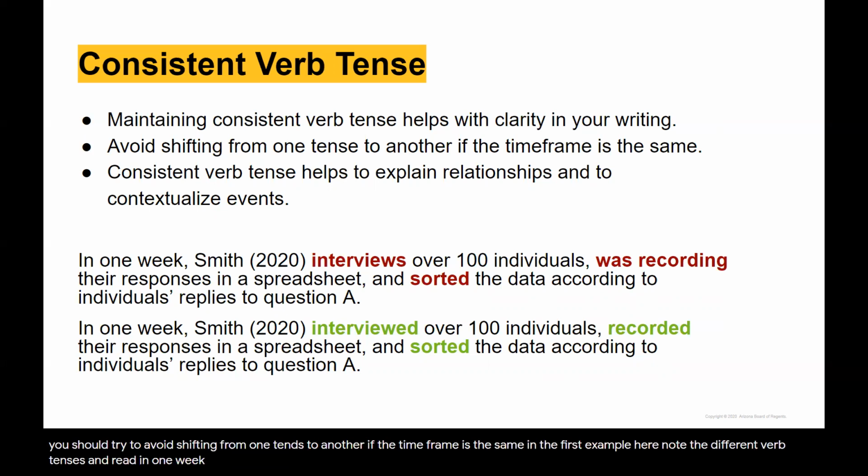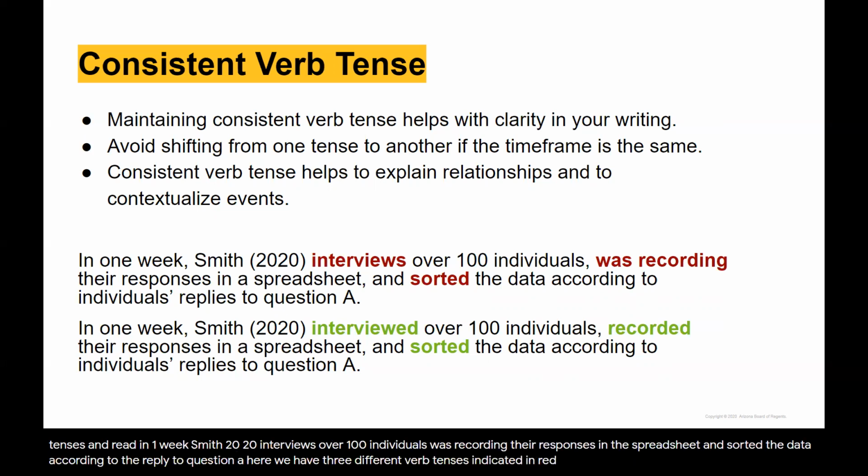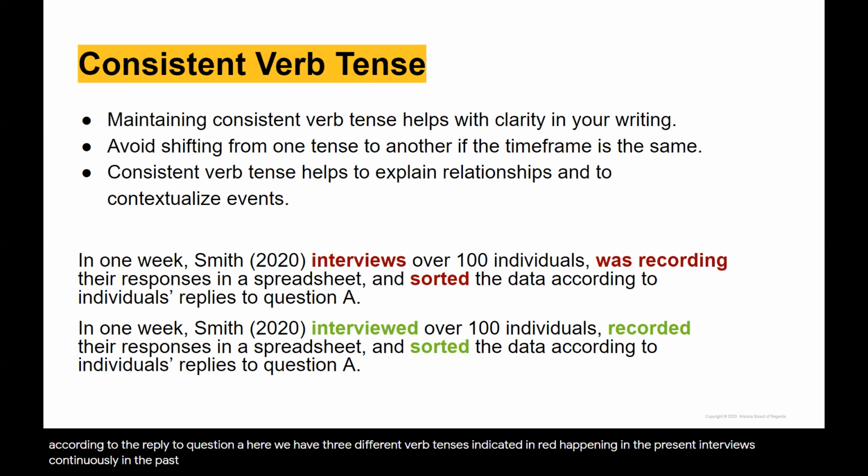In 1 week, Smith 2020 interviews over 100 individuals, was recording their responses in a spreadsheet, and sorted the data according to the reply to question A. Here we have 3 different verb tenses indicated in red: happening in the present, interviews, continuously in the past, was recording, and in the simple past, sorted. This mix of verb tenses muddles the timeline of Smith's research, thus making the relationship between events unclear.